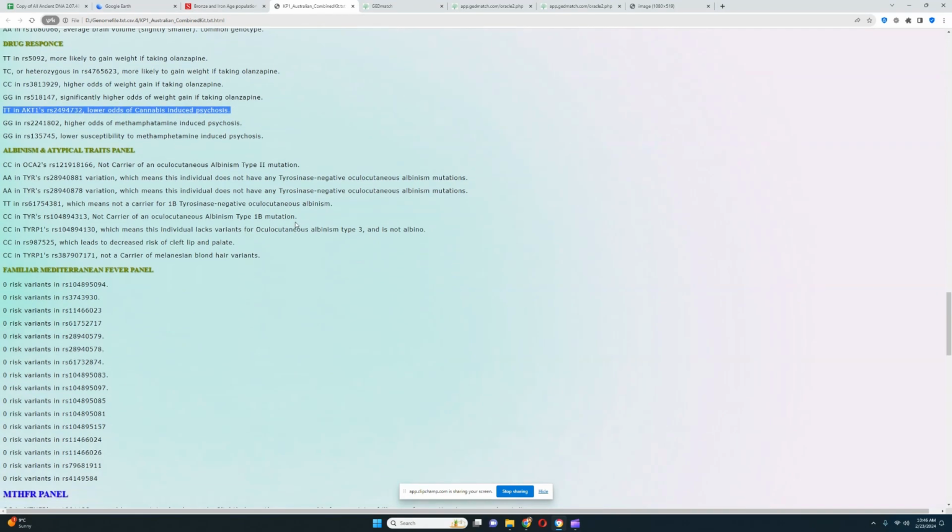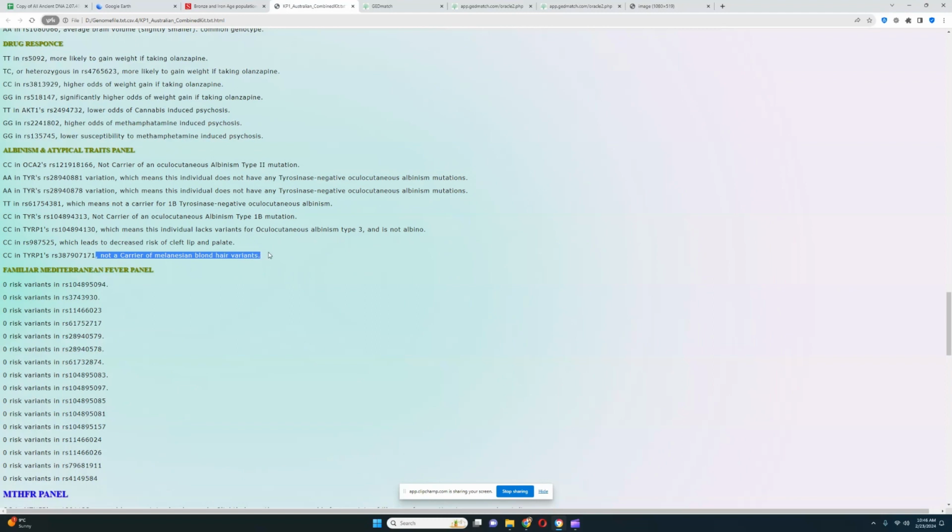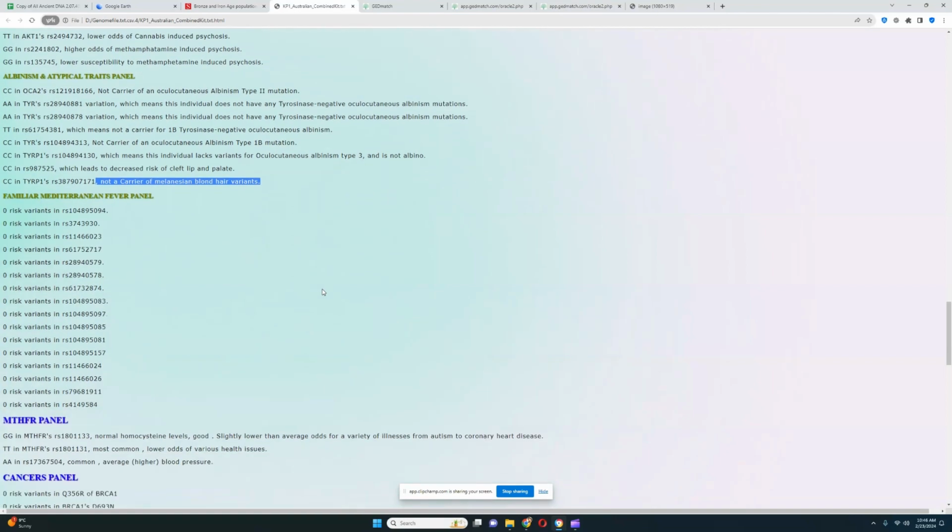For albinism and the typical traits panel, it looks like he is not albino. He does not carry any variants for albinism, and he's not a carrier for Melanesian blonde hair variants either. So he does not have Melanesian blonde hair variants. Really interesting to see. I wouldn't say good, just interesting.